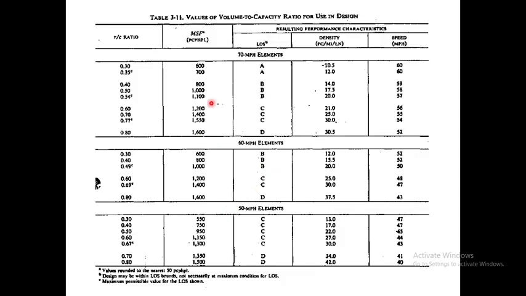Okay, so this table is values of the volume to capacity ratio for use in design. Actually it is exactly the same as table 3.1. They just changed the columns. In table 3.1 the first column was level of service, but here they bring the level of service to the third column. It is exactly the same one. They just twisted it. So if we have the V over C or level of service, then we have the maximum service flow, we have the density, and we have the speed. So much useful information in one table.